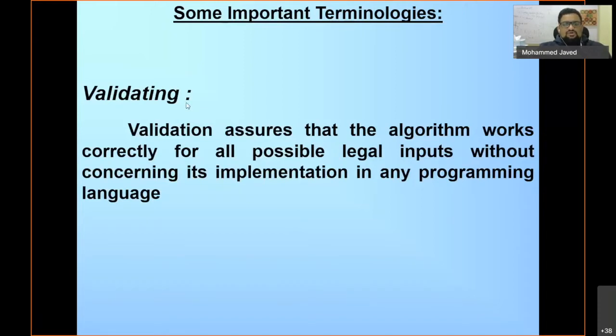Another terminology with the algorithms is validation. So what is validation? Validation assures that the algorithm works correctly for all possible legal inputs without concerning its implementation in any programming language. So you will have a set of valid inputs, again legal inputs, and after you have designed the algorithm, you need to feed these inputs and check whether your algorithm performs correctly or not, whether there is any issue in the process or in the algorithm that needs to be verified, right? So here we do validation.